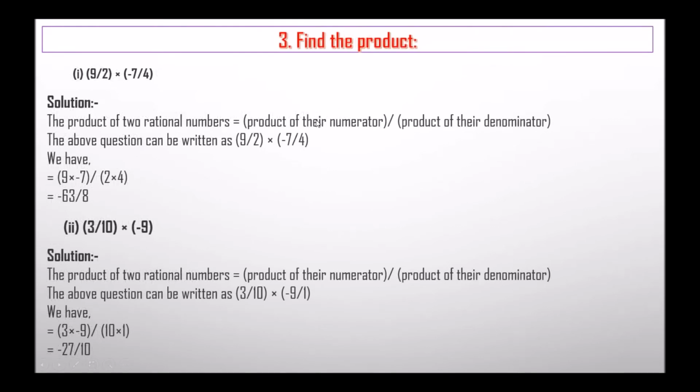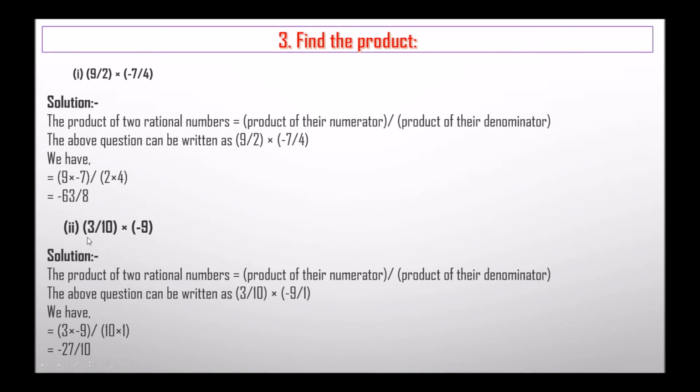Next, third question, we have to find the product. So 9 upon 2 into minus 7 upon 4. The product of two rational numbers is the product of their numerators upon the product of their denominators. Now we will multiply the numerators. So 9 into minus 7 is minus 63 and 2 into 4 is 8. So minus 63 upon 8.